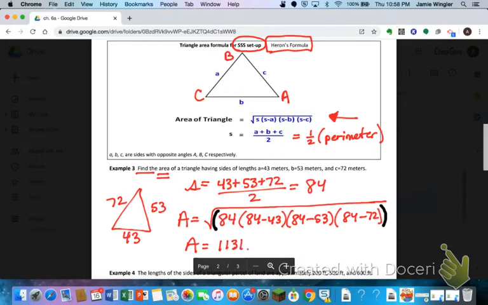1,131.89 square meters. It's area again, so your meters are going to be squared. Again, the only time you use this formula is when it's a side-side-side setup and you're asked to find the area.